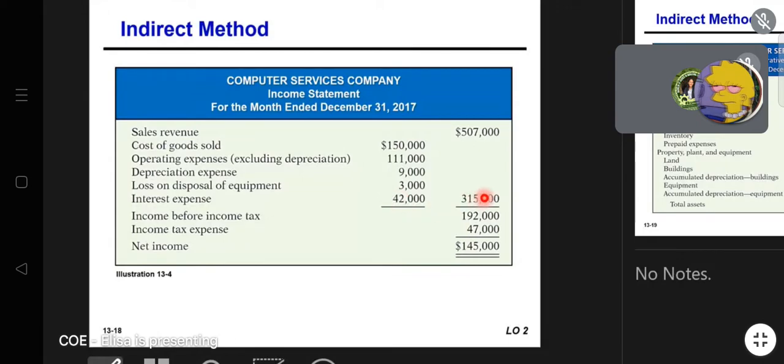So, this is your total expenses for the period, so that sales revenue minus total expenses, so your income before income tax is 192. And then, you provide for income tax expense, so that this is your net income, which is 745,000. So, this is for the month ended December 31, 2017. Okay. So take note of the income statement.